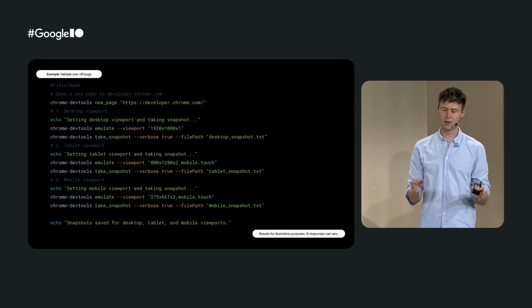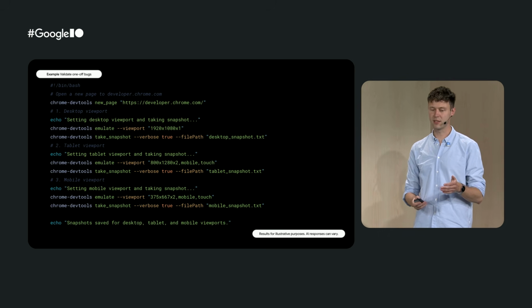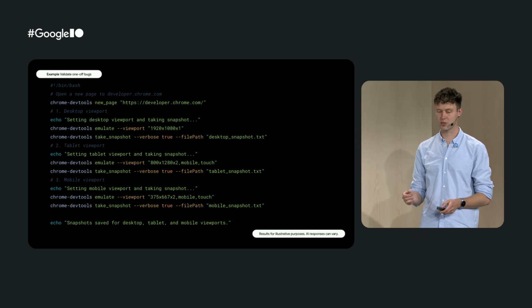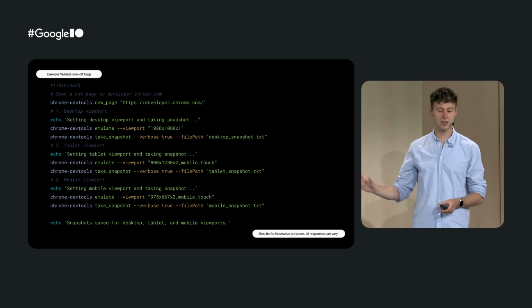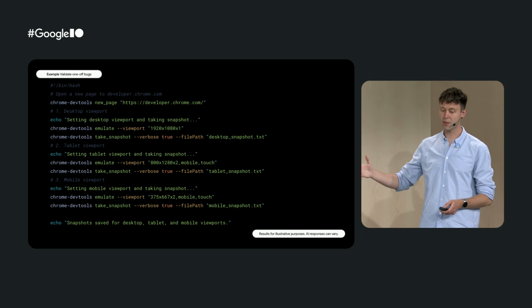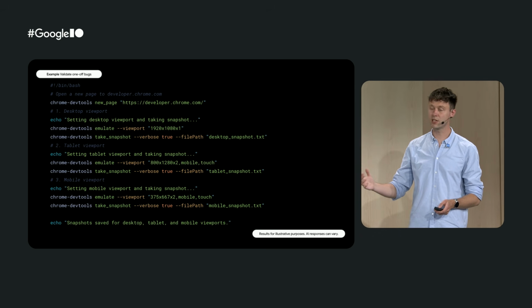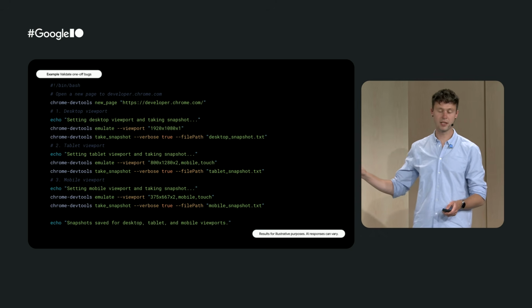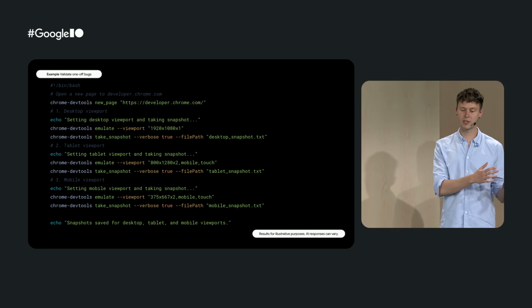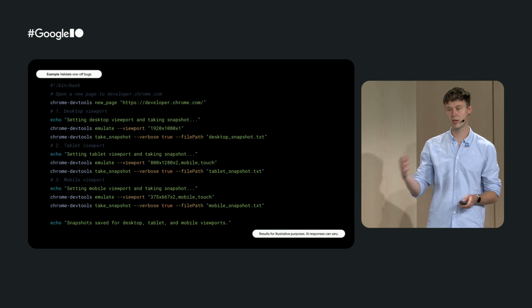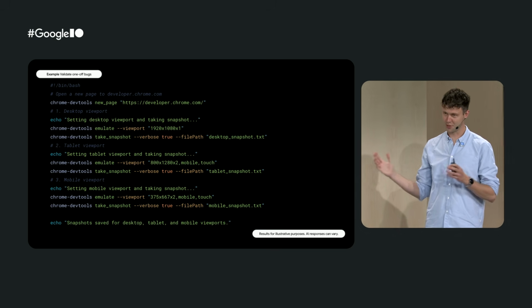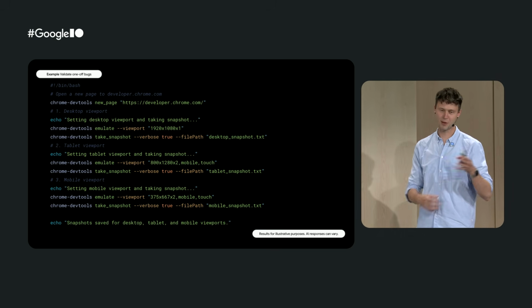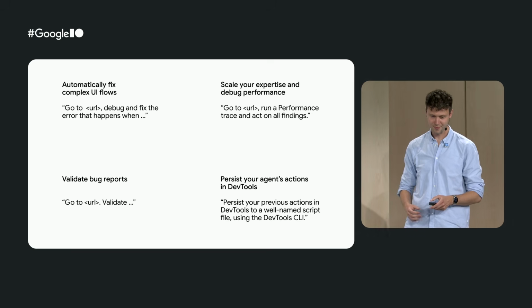For the previous example, where we validated the navigation on developer.chrome.com, this, for example, could yield a script like this. It's opening the page, emulating the viewports, and taking the screenshots. The only bit that is missing here is the actual comparison of the results Anti-Gravity has done for me in the screencast earlier. With this approach, using the scripts, that would be on you, the human, again.